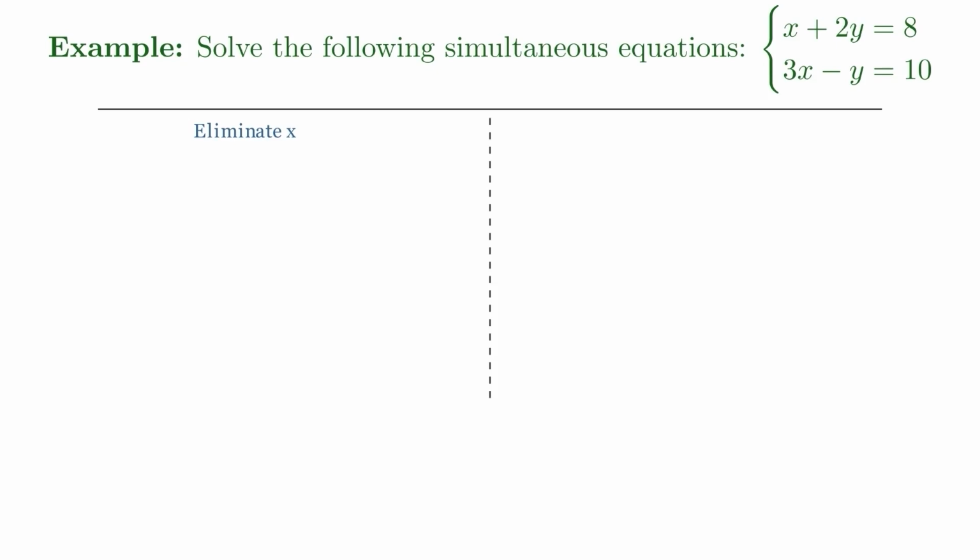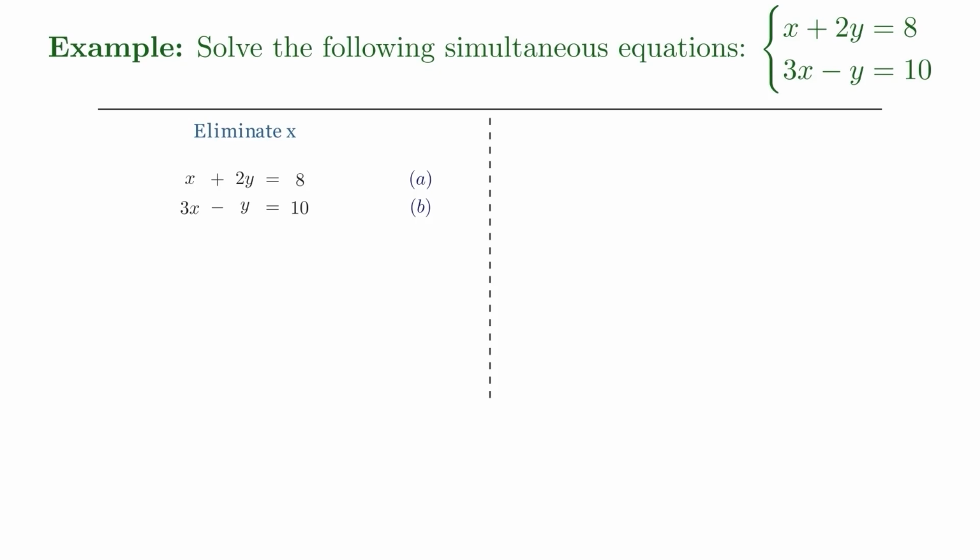Taking the first equation, x plus 2y equals 8, we're going to label this equation A. And taking the second equation, 3x minus y equals 10, I'm going to label this equation B. To eliminate the x's, we need the same number of x's in both equations. In the first equation, we only have one x, and in the second equation, we have three x's. So I'm going to triple the first equation.